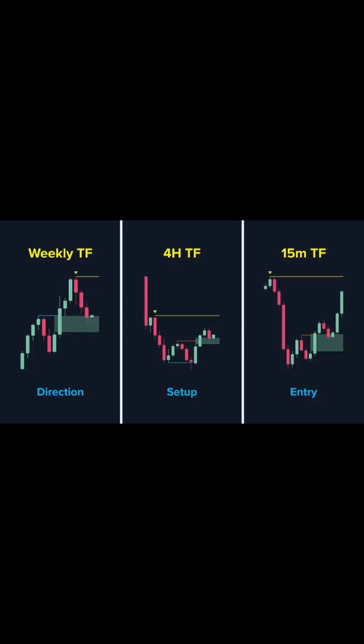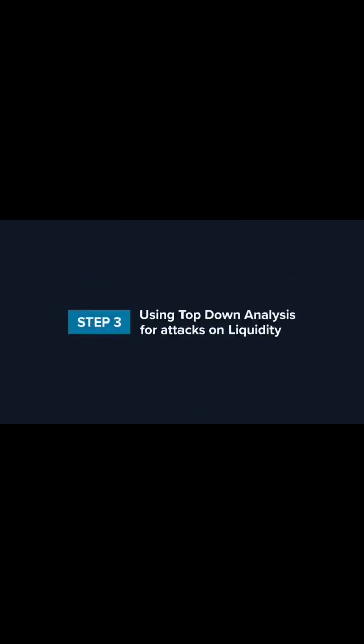But there are also other ways that we can use top-down analysis, which takes us on to the next step, which involves looking into how we can use top-down analysis on the lower time frames to determine whether an attack on liquidity is creating a liquidity run or a liquidity sweep.